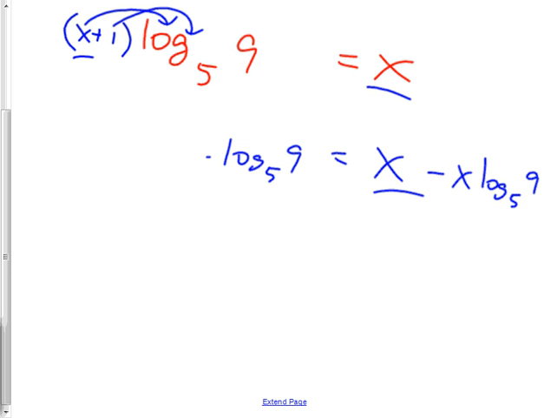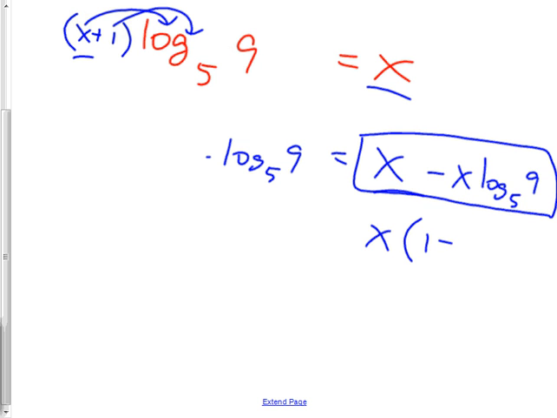One of my favorite sayings comes into play again. If you can factor it, you should. I can factor that. x comes out: 1 minus log base 5 of 9. And then I'm almost done. This was a positive, wasn't it? Yeah, it was. So then I'm going to now bring this straight down.